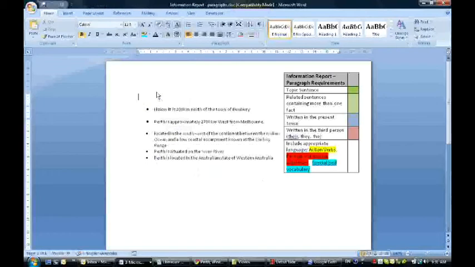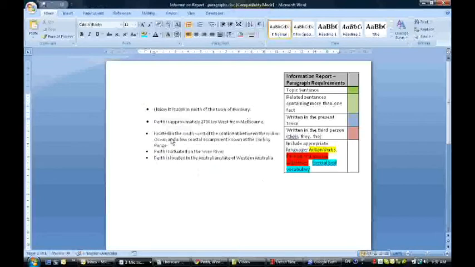What do we have? I know it is 200 kilometres north of the town of Bunbury. Okay, that's fine, but most people wouldn't know where Bunbury is at the moment, so it's not that important. Perth is approximately 2,700 kilometres west from Melbourne. Okay, that's a little bit more relevant to where we are.